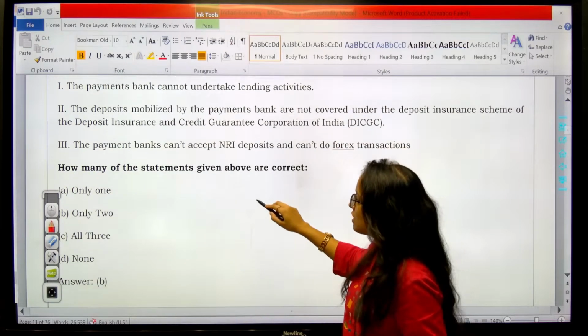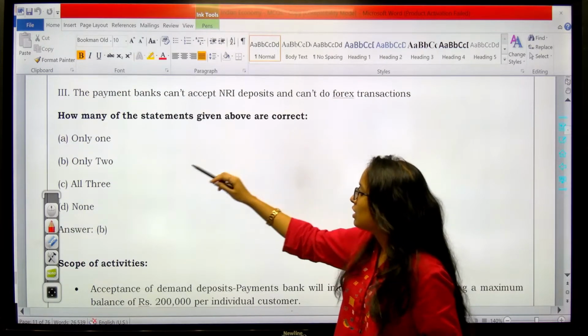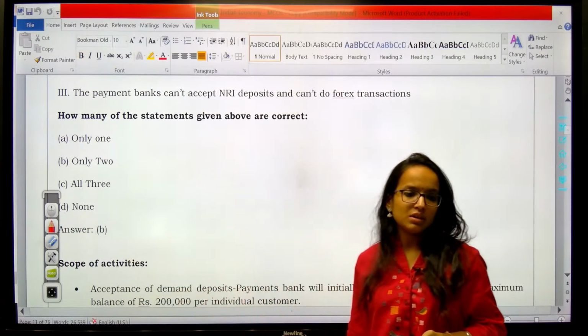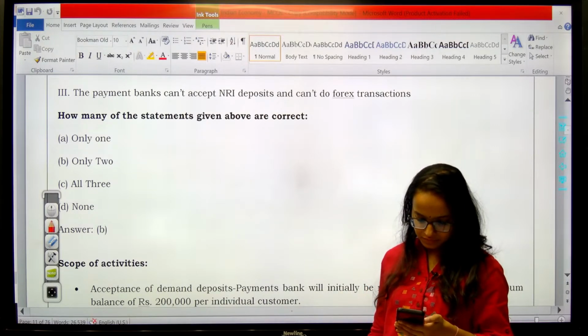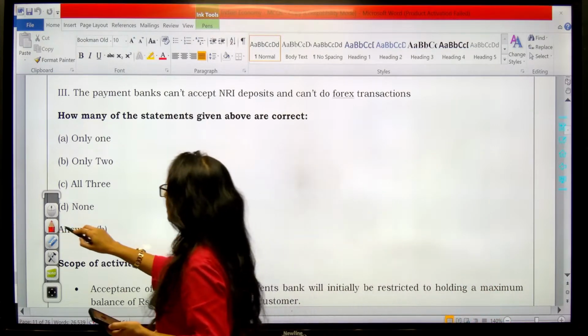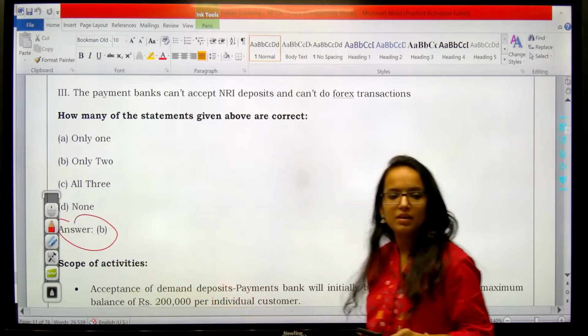So answer should be B. How many of these statements are correct? B should be the answer. Yes, B is the answer. Okay. B is the answer. Right.